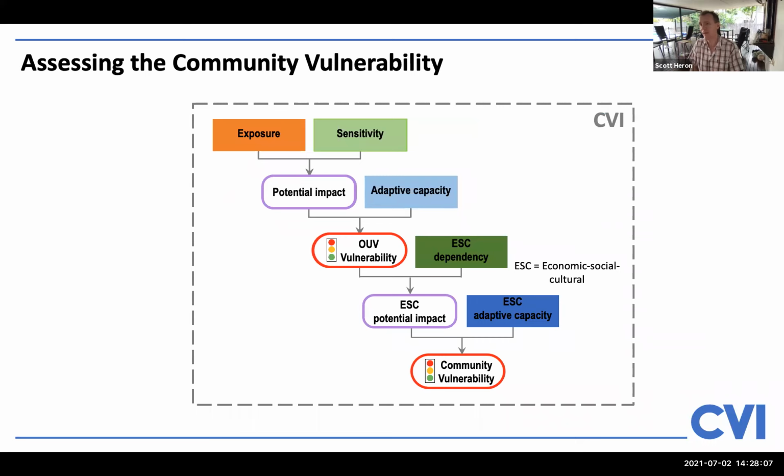So finally, we see here with this assessment of community vulnerability, that takes us to the end of our framework. And when we do these assessments, we look at the economic, social, and cultural dependencies. We bring those together, and again, using a risk matrix approach, we use that assessment in combination with the already defined OUV vulnerability to give us the potential impact upon the community. And then we look at the adaptive capacities from the economic, social, and cultural components, combine those together, and again, in a risk matrix approach, that leads us to an assessment for the community vulnerability.